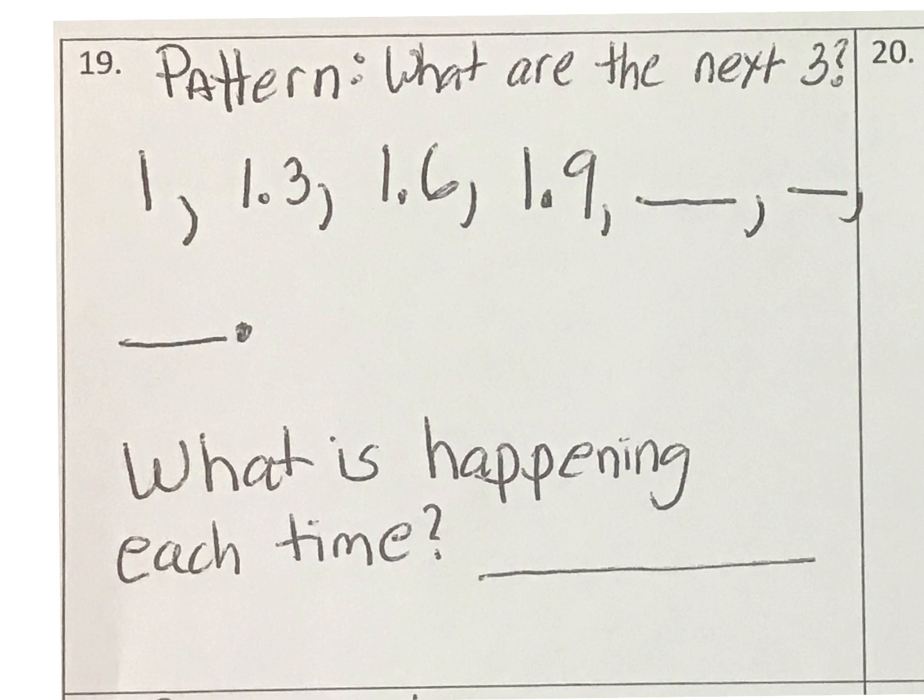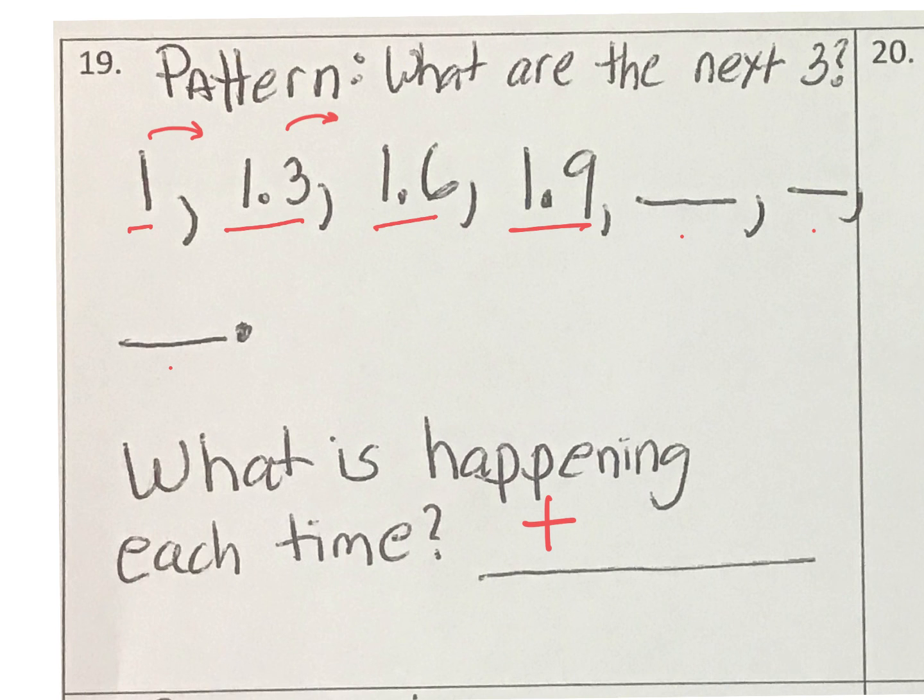All right, these are our last two. This is a pattern one. So I have 1, then I have 1.3, then 1.6, 1.9. I need to get the next 3. And I see that each time it goes up a little bit. So it's going to be plus something. So now I have to figure out what it's going up by.